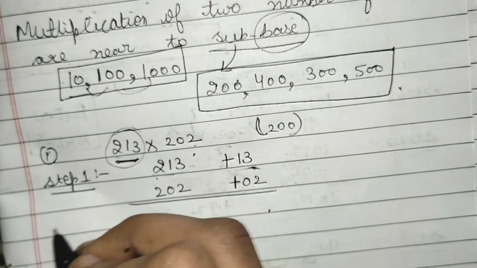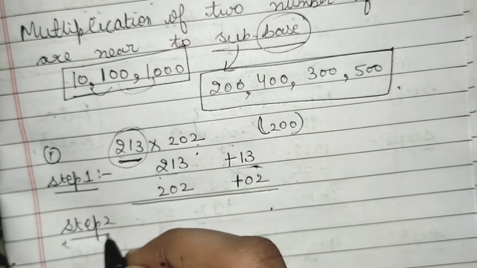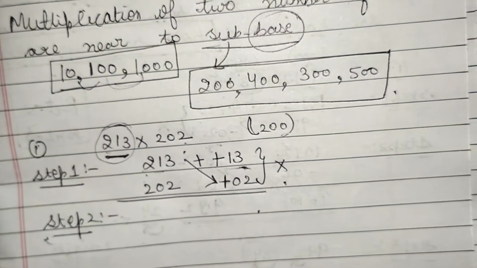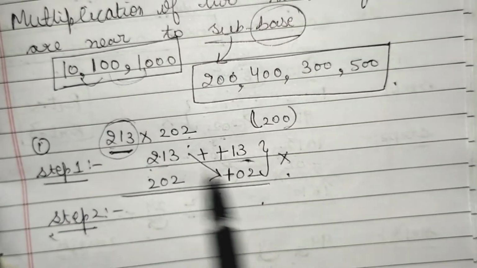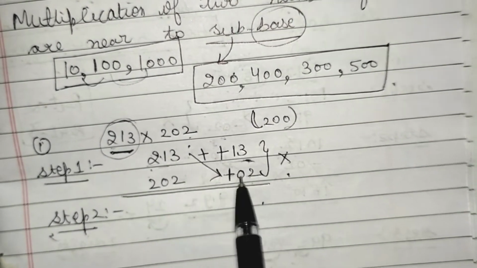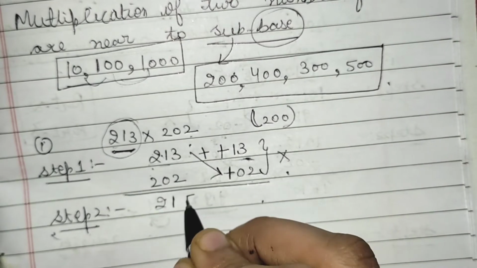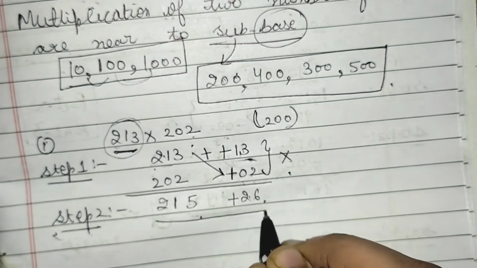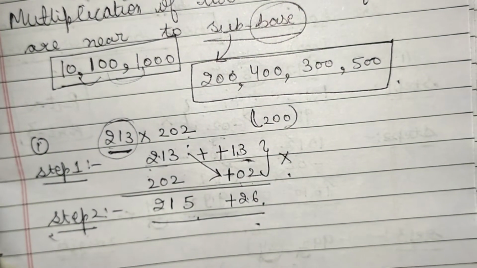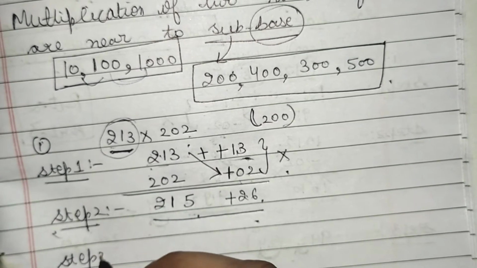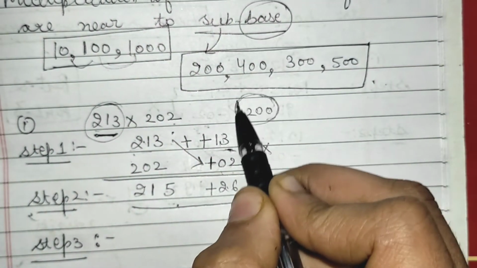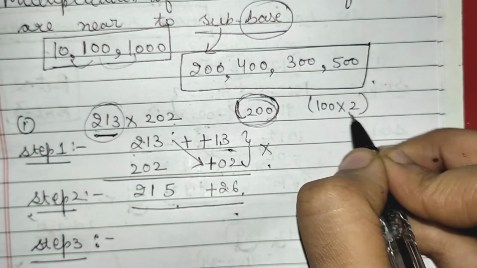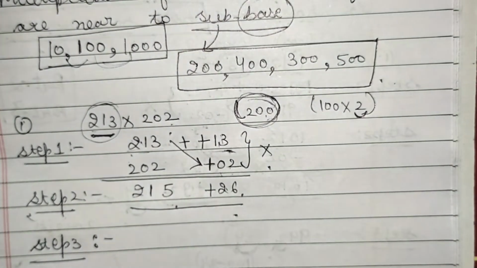So what do we do in our step number 2? We do addition of these two values and multiplication of these two values, right? So when we do addition of these two values, then what you will get? You will get 215, and multiplication of these two values you will get plus 26, right? So what is my step number 3? My base is 200. So how can I get 200? If I multiply 100 by 2, then I will get 200 as base.